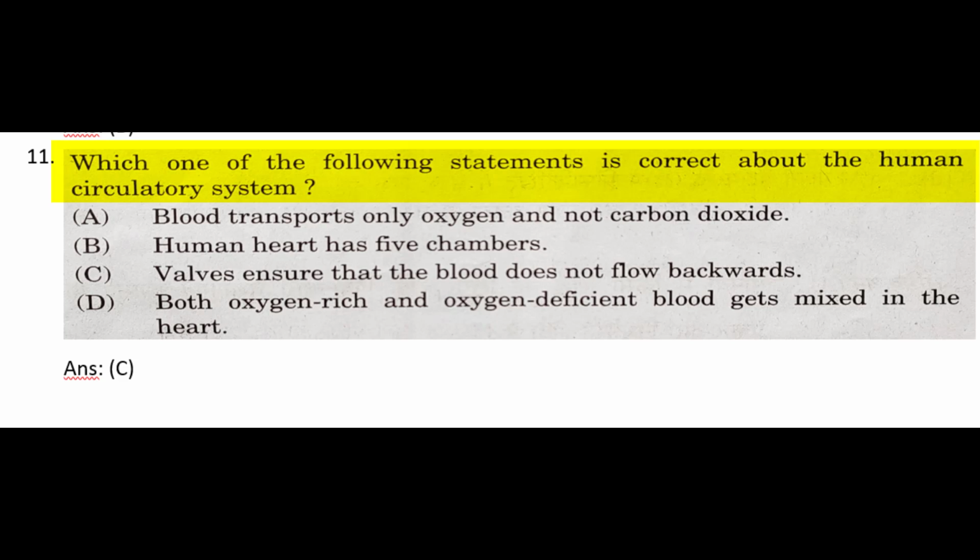Now question number 11. Which one of the following statements is correct about the human circulatory system? Option A, blood transports only oxygen and not carbon dioxide. That is not true. Option B, the human heart has 5 chambers. That is not true. The human heart has only 4 chambers. Option C, valves ensure that the blood does not flow backwards. That is the correct answer. And option D, both oxygen rich and oxygen deficient blood get mixed in the heart. That is not true. Therefore the answer is C.